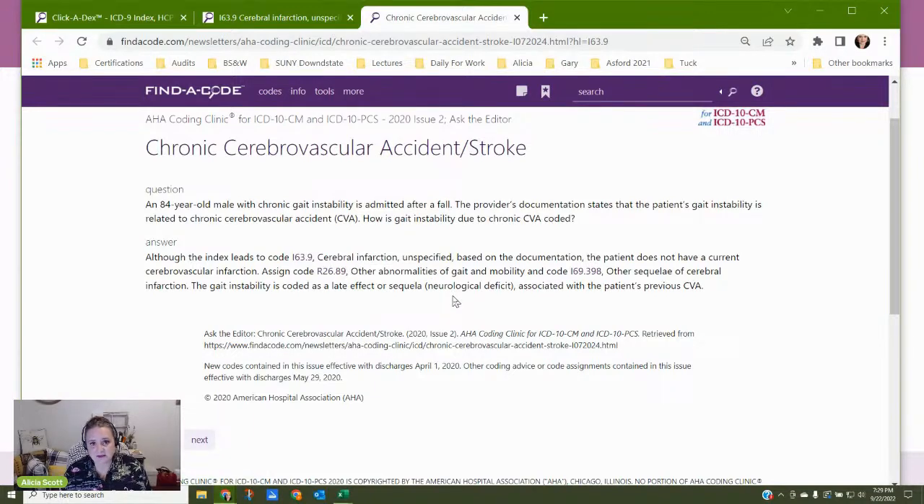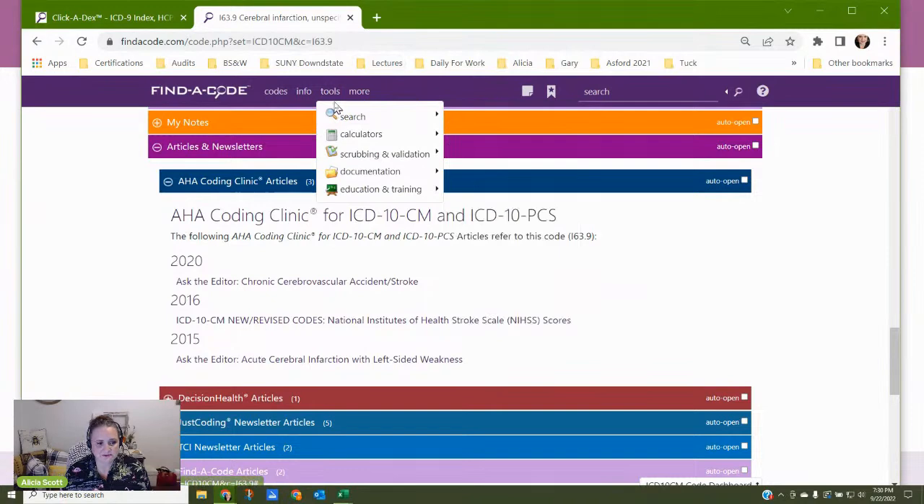Once they leave and they're being followed up, if they no longer have the stroke, but they have a residual, then it's I69. And look, you can even get to the stroke with a sequela or late effect, and it's 398, the gait and disability. And this is other abnormalities of gait and mobility. So interesting, isn't it? Isn't it awesome how I can look all that stuff up at my fingertips?